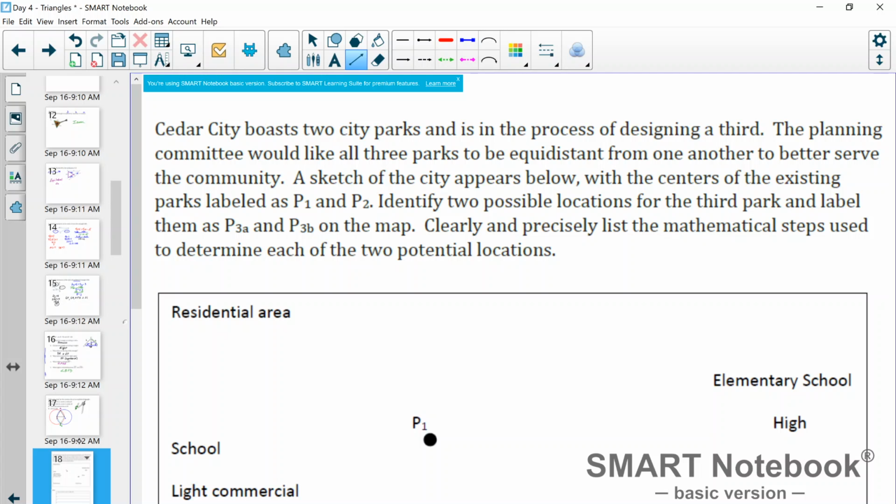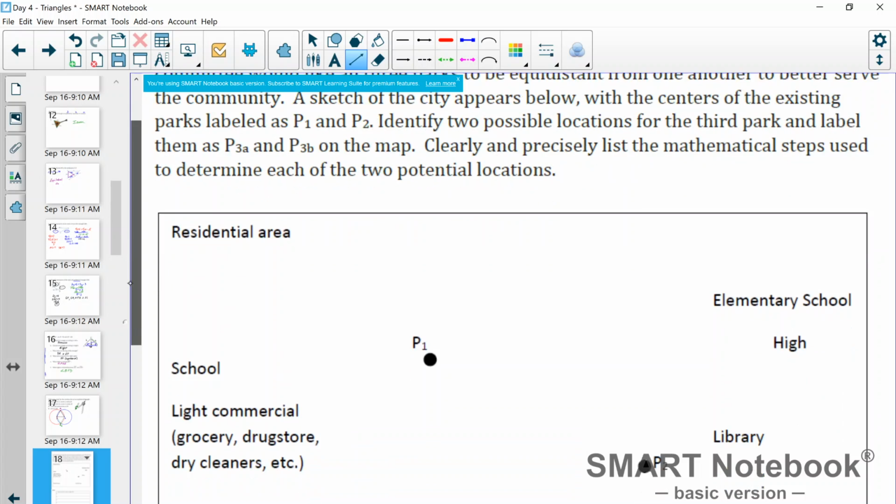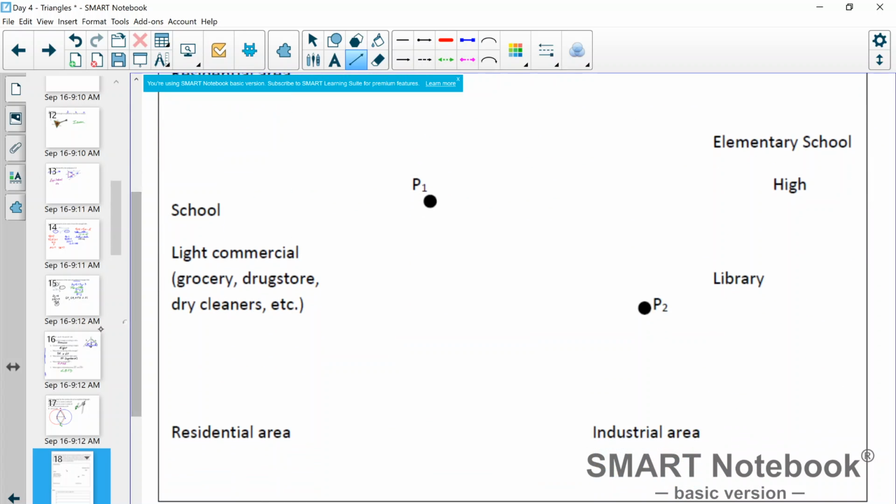Now here we have a slight word problem with the diagram below. We have Cedar City boasting 2 city parks and wants to design a third. Planning committee wants all 3 parks to be equidistant from each other. We have a sketch below with Park 1 and Park 2 labeled on the graph, and we need to figure out where Park 3 is going to go. If it's equidistant from those 2 points, that means basically what we do is the same thing we just did.